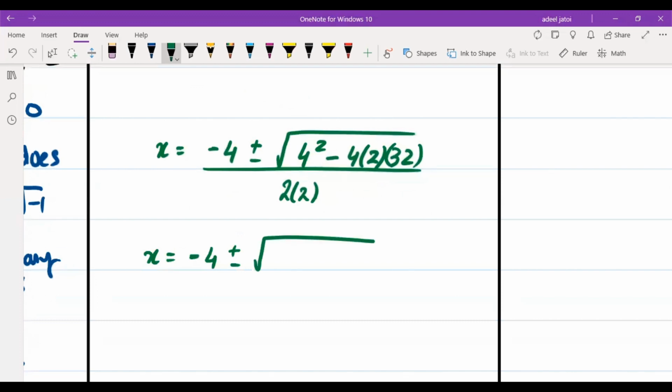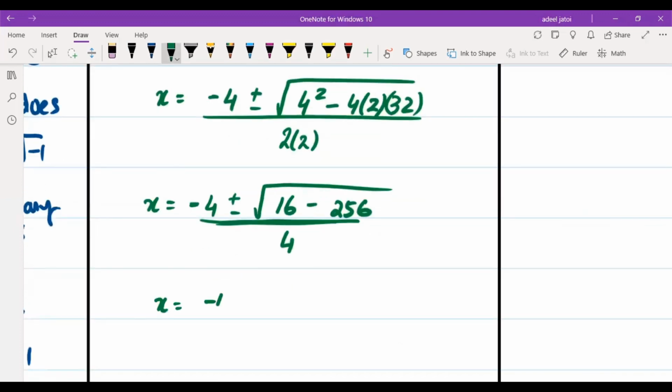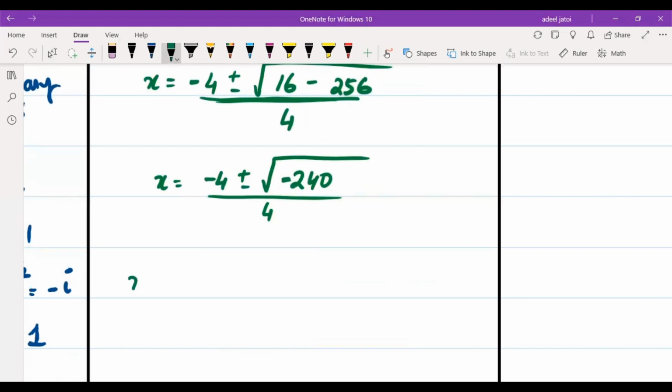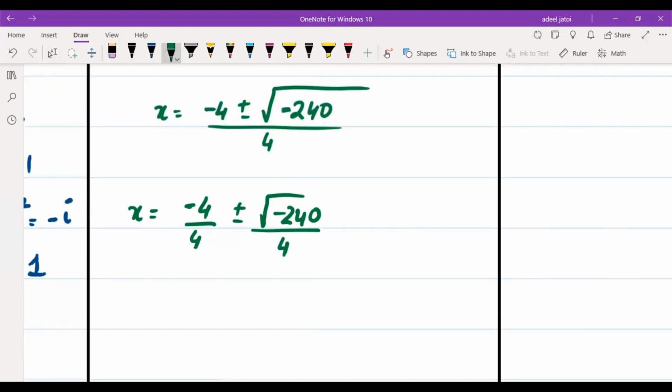So x is equal to -4 plus minus under root 16 minus 4 2s are 8, 8 32s are 256, upon 4. If we solve this further, we will have -4 plus minus under root negative 240 upon 4. Now, if you see there is a plus and minus sign, so further solving, this should be negative 4 upon 4 plus minus under root negative 240 upon 4.